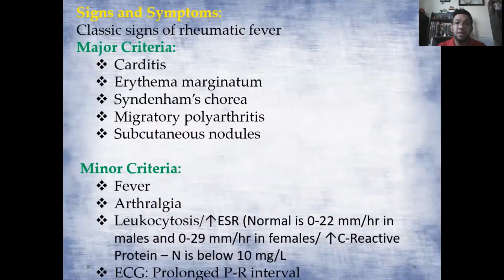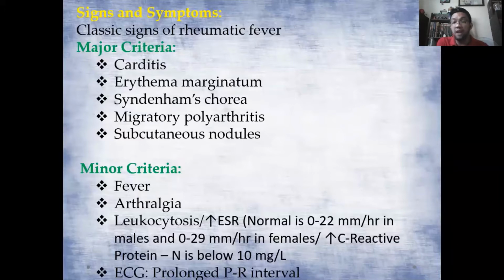Signs and symptoms: the classic signs of rheumatic fever, major criteria, would be carditis, erythema marginatum, Sydenham's chorea, migratory polyarthritis, so they can also experience pain in their joints, and subcutaneous nodules. Minor criteria: there's fever, there's arthralgia, which is pain in the joints. Leukocytosis occurs, so there is an increase in the WBCs. And there's an increase in the erythrocyte sedimentation rate.